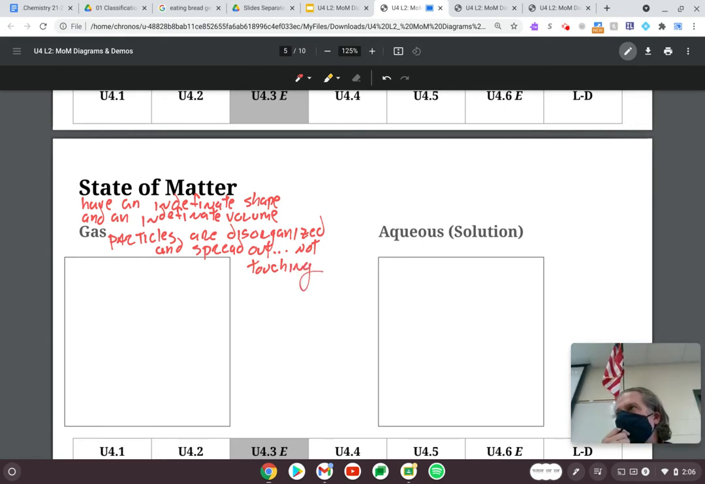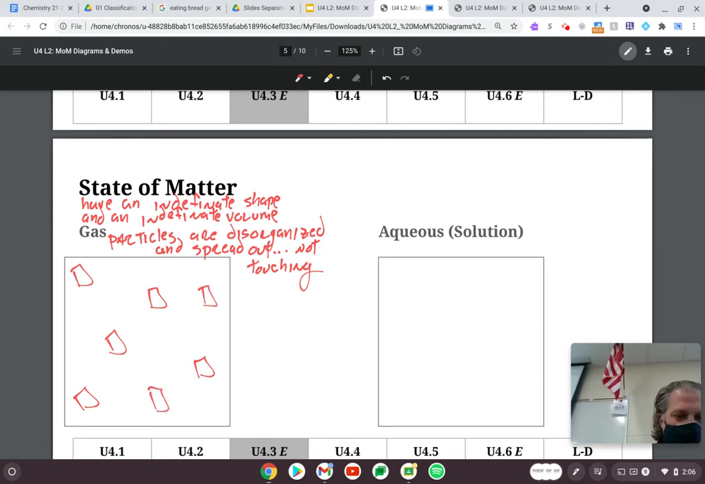If I were to draw that, I would again do 8 boxes, spread out as far as I can get them from each other. Something like this, I guess. Note that they are not touching. They are spread out. They're filling up the container that they're put in.